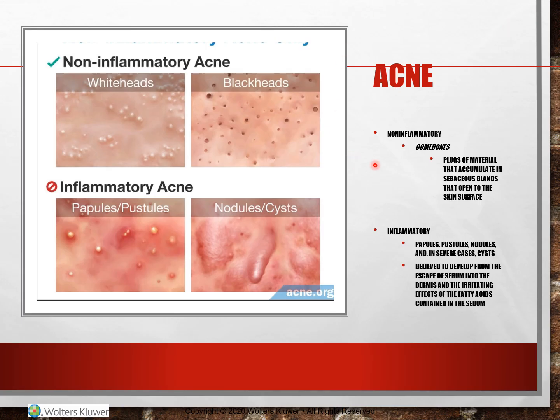So these are the different types of acne lesions that we might see. Acne lesions can be non-inflammatory in nature, or the comedones. These are plugs of material that accumulate in sebaceous glands that open to the skin surface. So these are things like whiteheads or blackheads. Again, really not inflammatory, but that opening of that sebaceous gland to the skin becomes clogged. In inflammatory conditions, we see things like papules, pustules, nodules, and in severe cases, maybe even cyst formation.